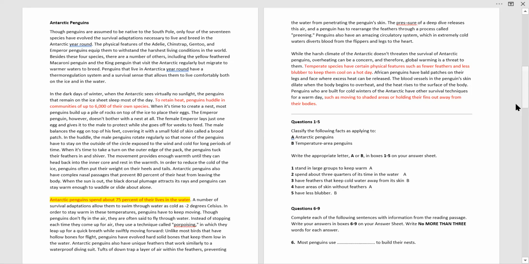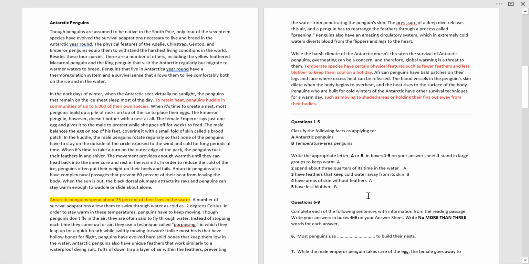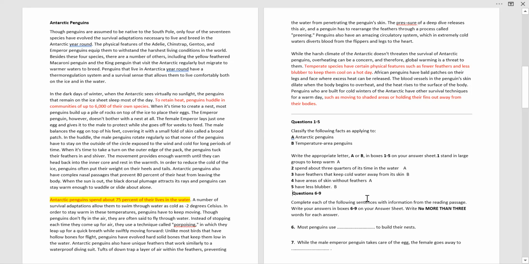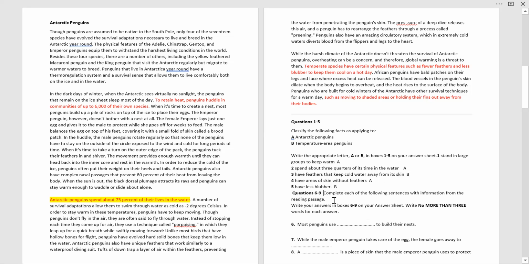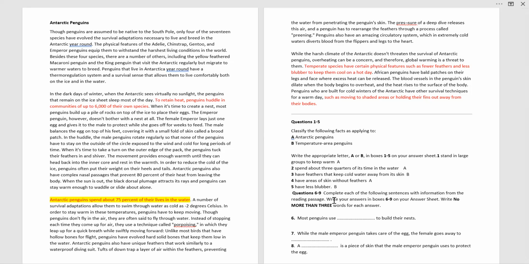Okay, so this is the classification. You see, this is spread around. One from here, another here, two from here, and then coming down to here. So it is a spread-around type across the whole passage, for just 5 questions, which actually took time. Now if we go to the next set, which is 6 to 9, what it says is: complete each of the following sentences with information from the reading passage.